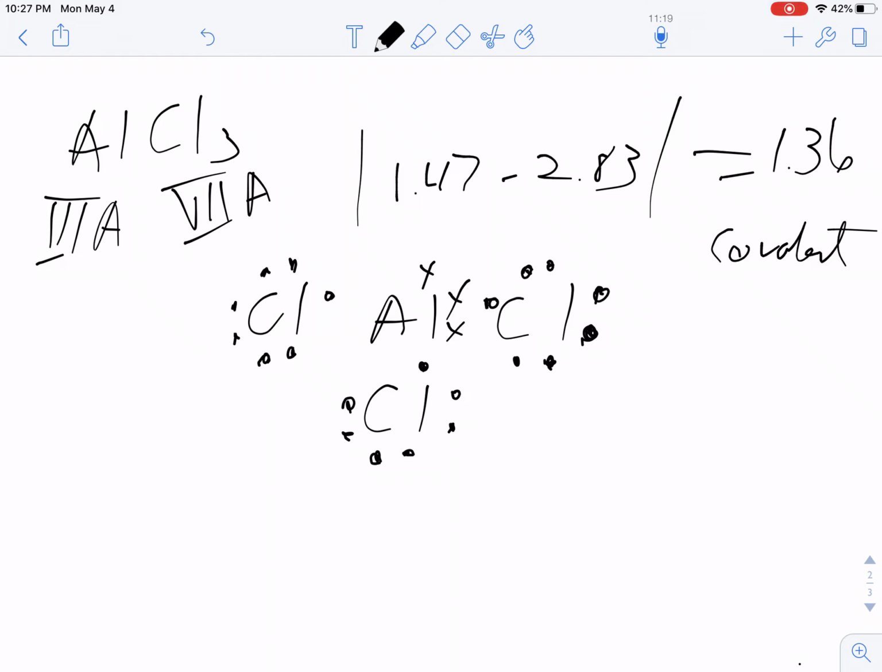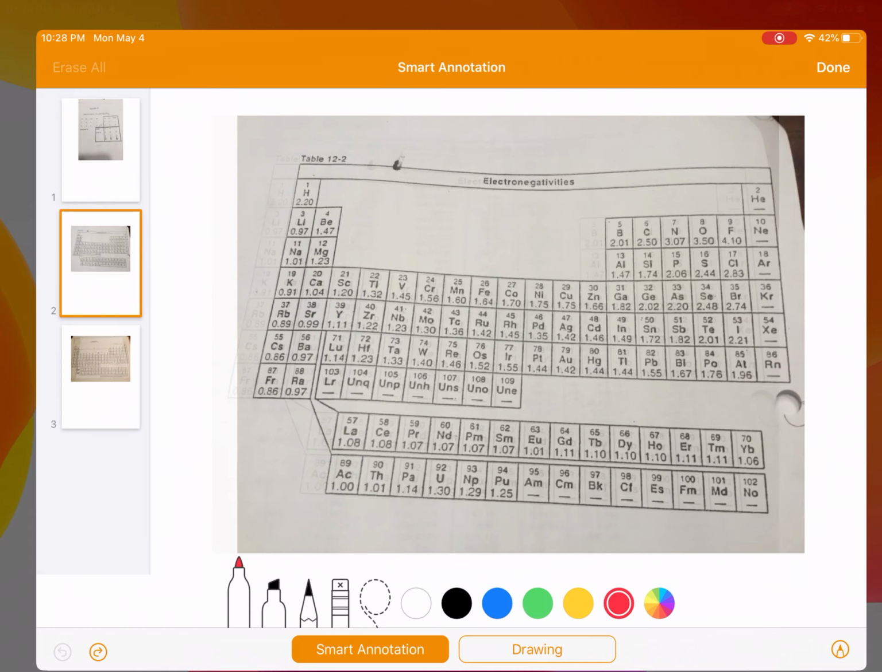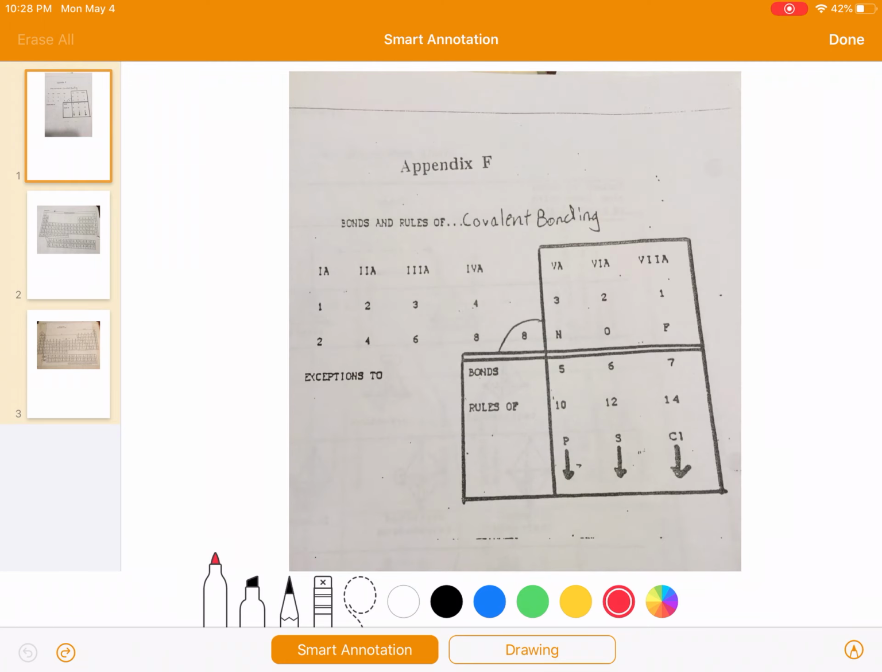Now how many do I have to get around the aluminum? How many do I have to get around the chlorine? So I go back to Appendix F. Chlorine is in group 7A, so it wants 8 electrons. Aluminum is in group 3A, so it wants 6 electrons. So 6 and 8 are my numbers, okay?